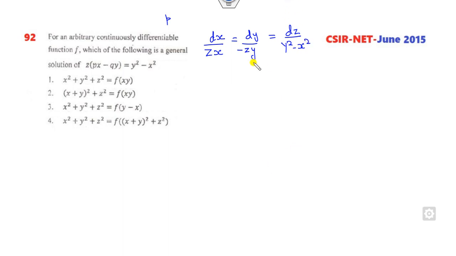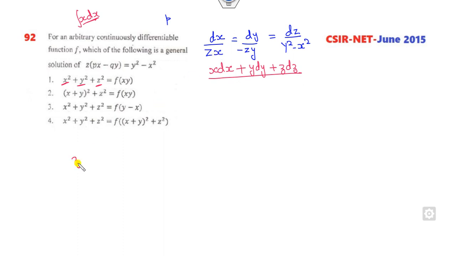Now sometimes students may think about how to make them pair. There is no need to think about that. Look at the first option, x square. How can you make x square? If you integrate this, if I take x into dx plus y into dy plus z into dz, check whether it is 0 or not.